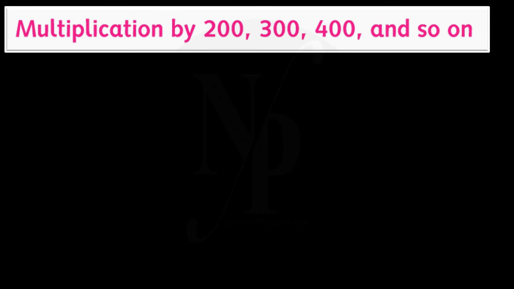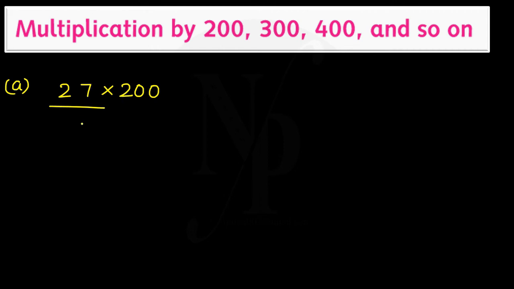Multiplication by 200, 300, 400 and so on. So if we wish to multiply 27 by 200, in such a case what we do is we multiply 27 by 2 and then we write 2 zeros to the right of the answer. So let us do that now.